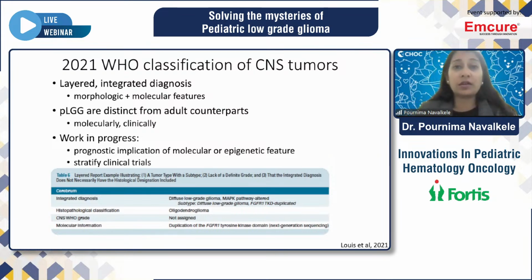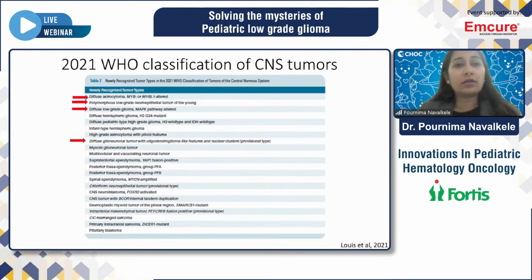Moving on to a more detailed pathology description, there is the latest 2021 WHO classification of CNS tumors, which changed the diagnosis from just basic pathology diagnosis of CNS tumors to a layered and integrated diagnosis, which involves not just the morphological information about the tumor, but also the molecular features. So the PLGGs are distinct from the adult counterpart, both molecularly and clinically. This is a work in progress, the classification as well as the molecular information. The prognostic implication of the molecular or epigenetic features is still not known, and we are working towards it. And how to use this molecular information to stratify the disease in clinical trials is also being worked on.